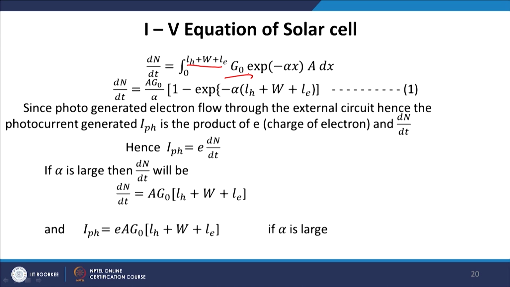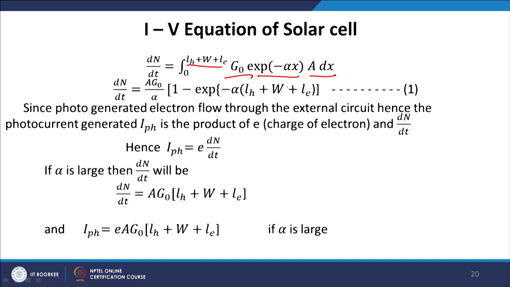And then G0, which is the charge carrier generation at the interface or at the surface where x is equal to 0, times exponential minus alpha x into A dx. Now, A is a constant, you can take it outside the integral, and G0 is also a constant, you can take it outside the integral. So, basically we need to integrate exponential minus alpha x dx. If we do the integration, what we get is dN dt is equal to A G0 divided by alpha into 1 minus exponential minus alpha LH plus W plus LE.